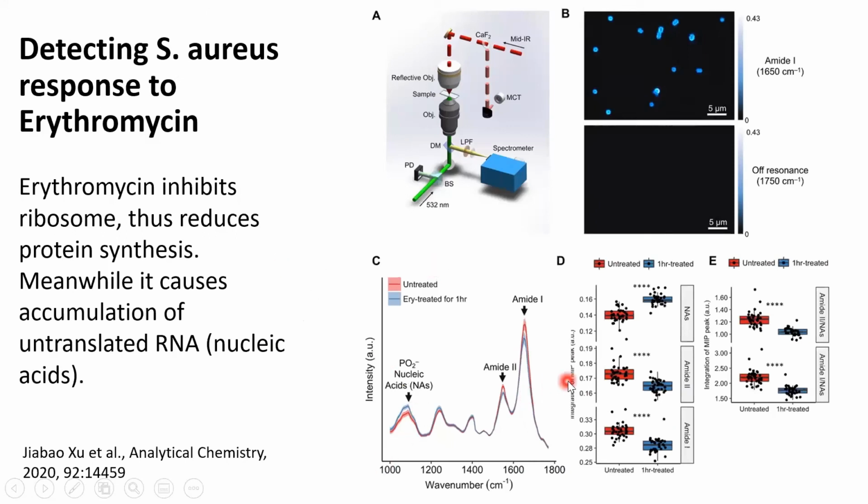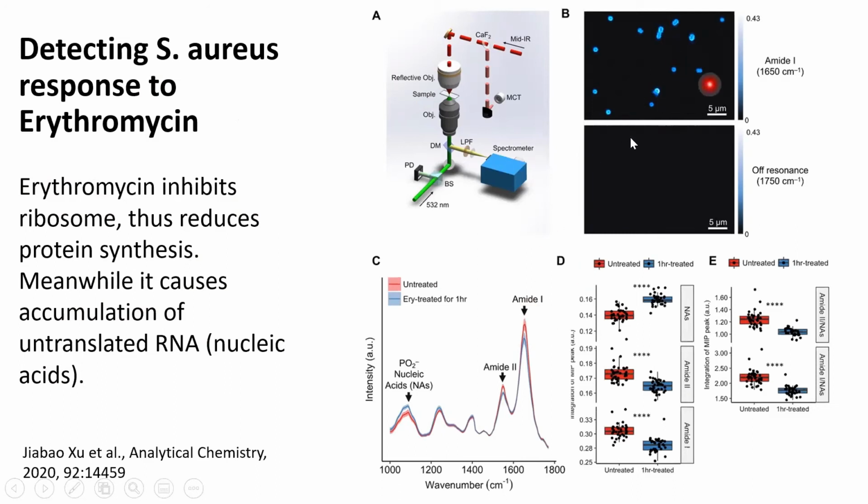Because of this sensitivity, we can do functional analysis. Here we ask what happens inside the bacterium if the S. aureus is exposed to antibiotics. In this case, it is erythromycin. This one inhibits the ribosome. So theoretically, it should reduce protein synthesis. But meanwhile, the untranslated RNA will accumulate. So we suppose we can see more nucleic acids and less protein.